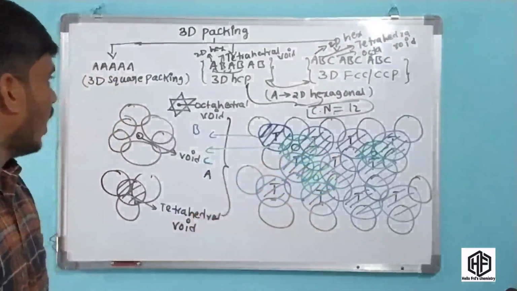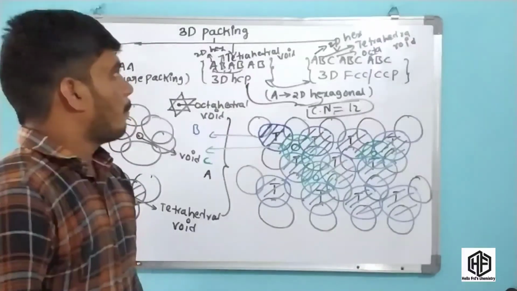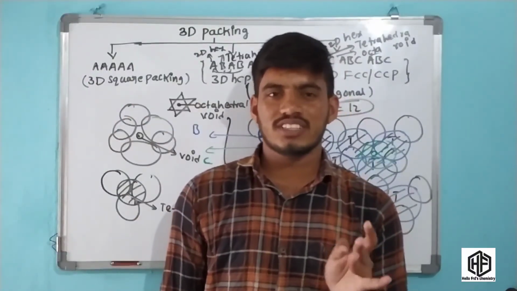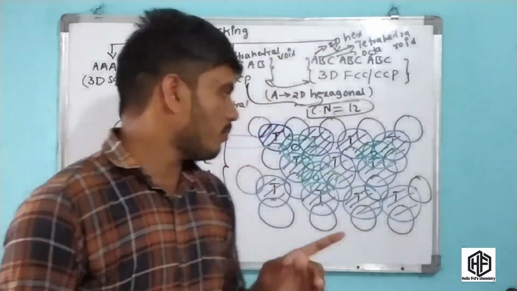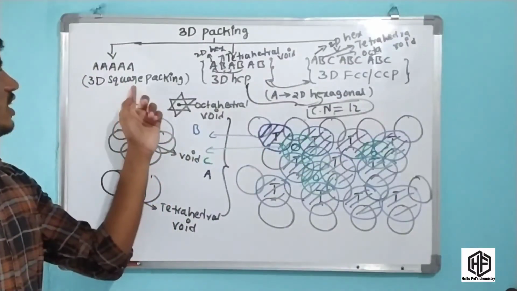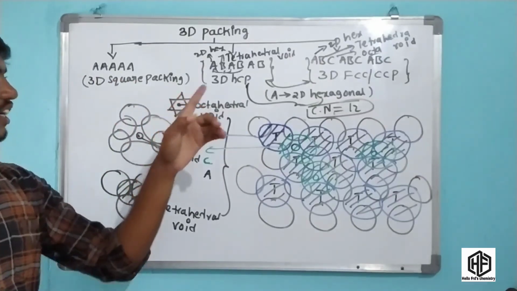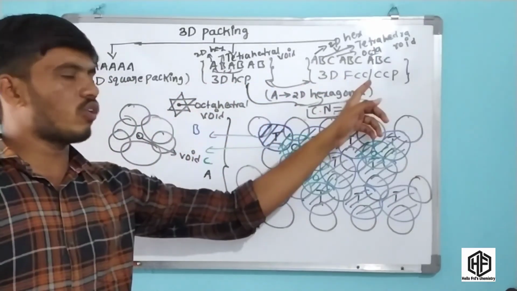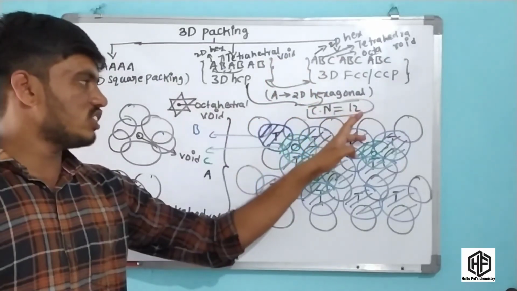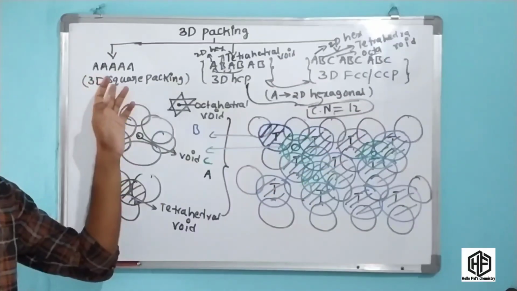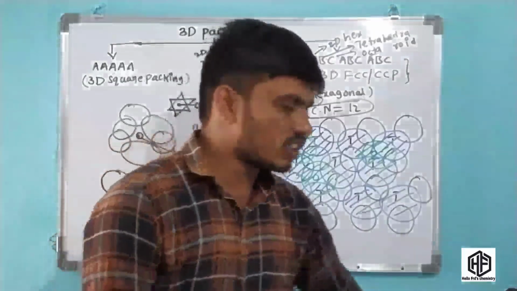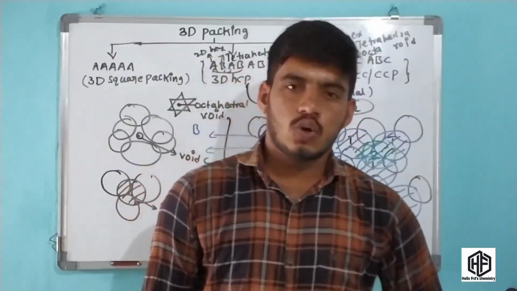Okay friends, this is the concept of the packing of constituent particles in one, two and three dimensions. In three-dimensional square packing the coordination number is 6, and in 3D hexagonal close packing and 3D face-centered cubic close packing it is 12. Okay friends, this is the concept of three-dimensional close packing.